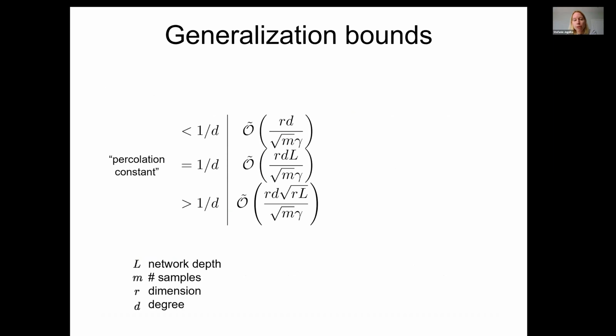Skipping all the calculations, you arrive at the following bounds. Here we actually have three bounds, and they depend on what I called the percolation constant, meaning a combination of the spectral norms of the weight matrices and the Lipschitz constants of the nonlinearities that you're using. They depend on the network depth L, the number of samples M, the embedding dimension R, and the degree D of the graph. If you compare this to VC-based bounds that were proved previously, in most cases these bounds here are a bit tighter, because the VC dimension bounds have this capital N, and capital N is the number of all nodes in your graph, which can be pretty large.